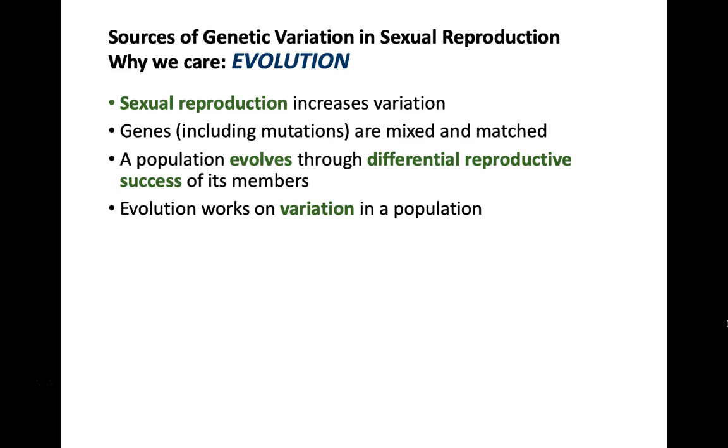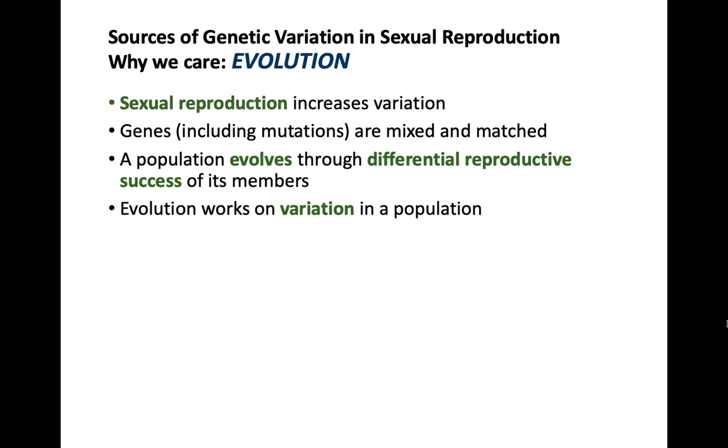So the reason that we care about all of this genetic variation is evolution. Sexual reproduction is important because it increases variation. Genes are mixed and matched, and sometimes mutations are even introduced, and those mutations are passed on. A population can adapt to environmental conditions because some individuals are better suited for their environment because of their combination of genes than others. Kind of the definition of evolution. Some individuals are better suited for their environment because of their heritable traits.